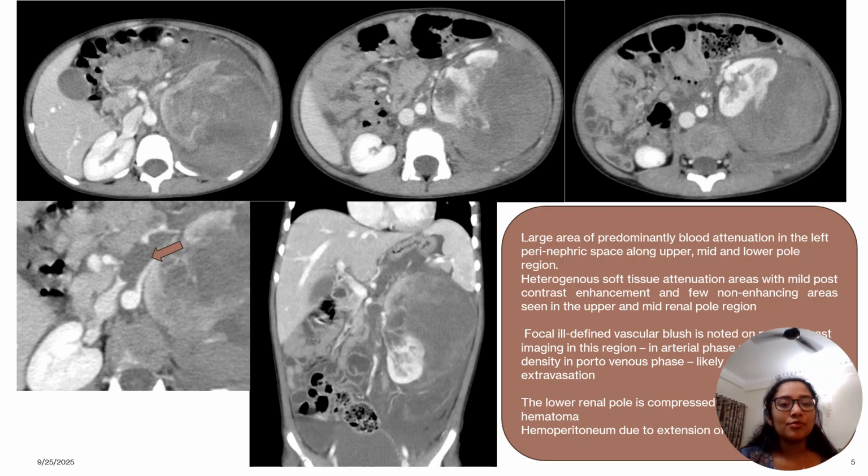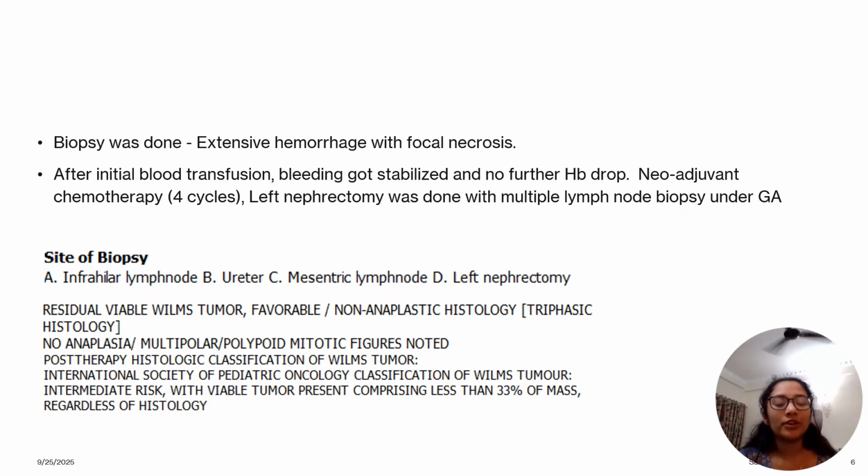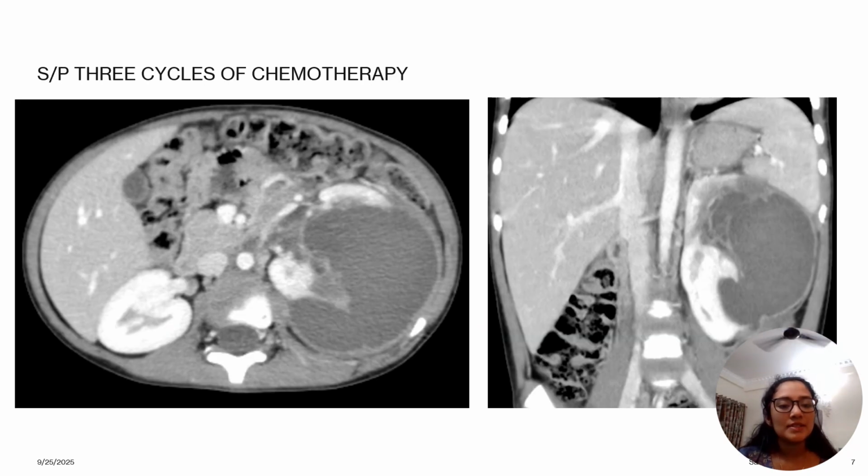The child was then taken up for biopsy of the lesion, which showed extensive hemorrhage and focal necrosis. After initial stabilization, he then underwent neoadjuvant chemotherapy followed by left nephrectomy, which showed an underlying residual viable Wilms tumor. So this was the CT that was done post 3 cycles of chemotherapy. The previously noted hemorrhagic lesion showed an interval decrease in size and attenuation, now showing a cystic lesion with thick walls and internal septations.